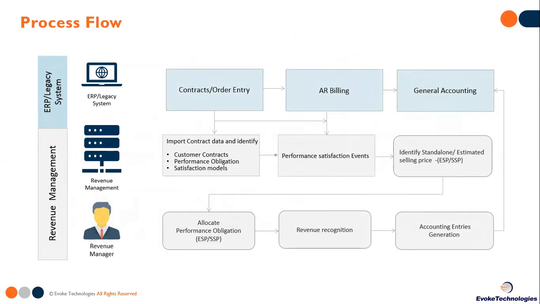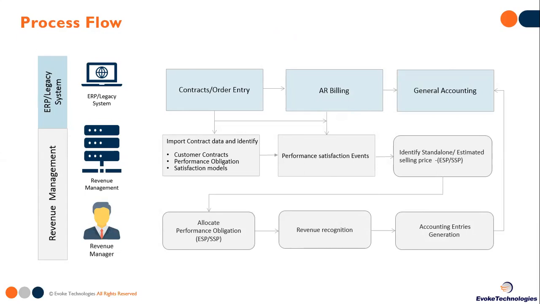Basically, in the RMCS module, it identifies the customer contracts, identifies the performance obligations forming part of the contract, and identifies the satisfaction model. Once these three items are identified, the next is performance satisfaction events. We'll go to the same example which we discussed earlier. When organization A supplies the goods to organization B in accordance with the agreed terms and conditions, it is called performance obligation satisfaction. That performance obligation satisfaction event needs to be imported to the revenue management module.